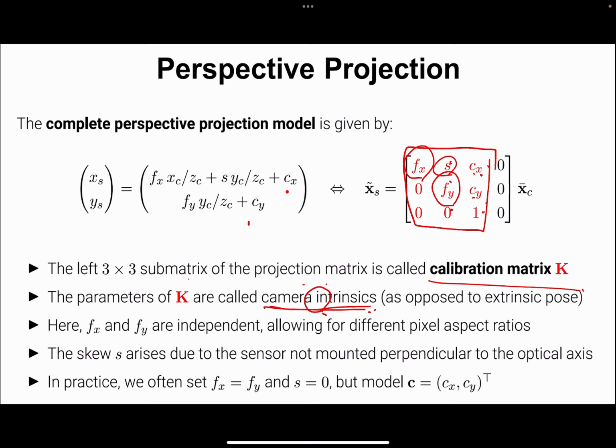And that is the reason why we call this 3x3 submatrix the camera intrinsic matrix, or calibration matrix. This is different from extrinsic parameter. We will study this later.